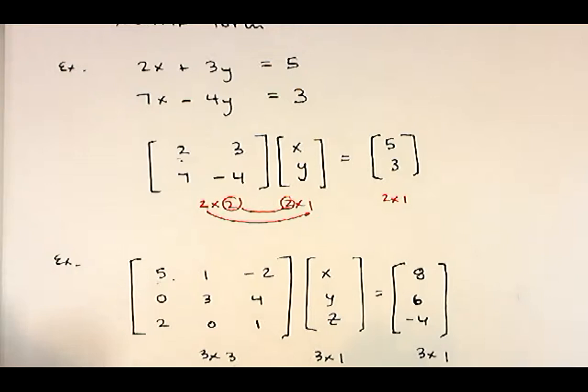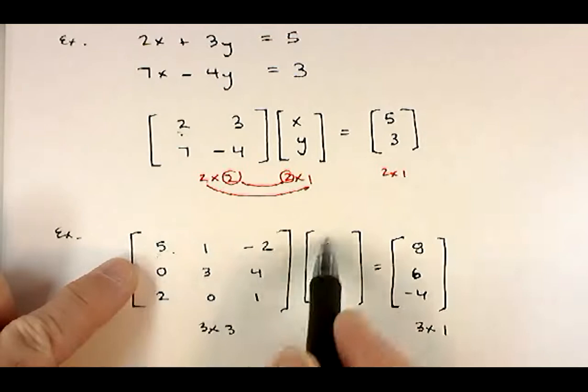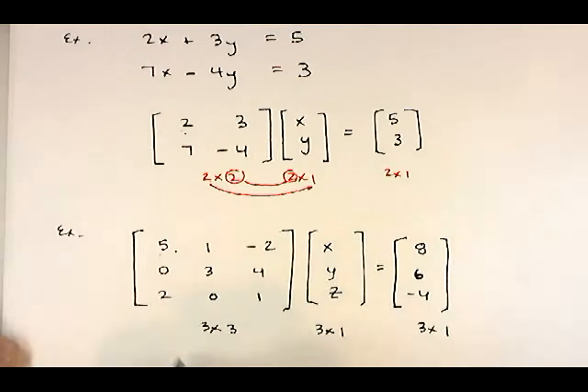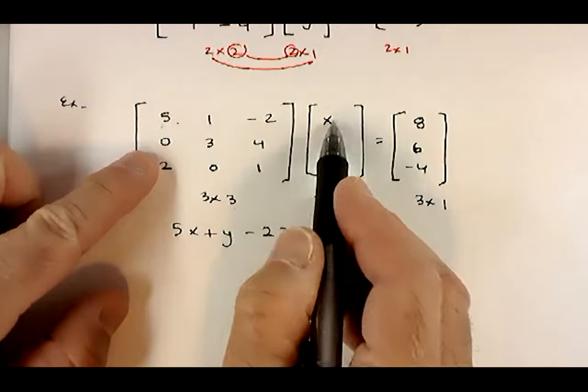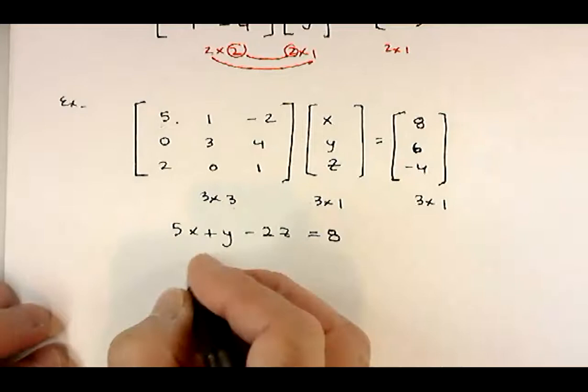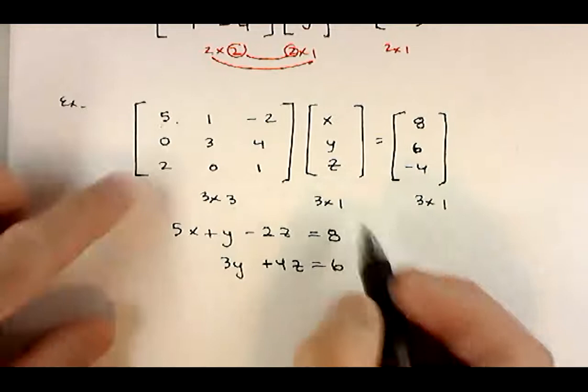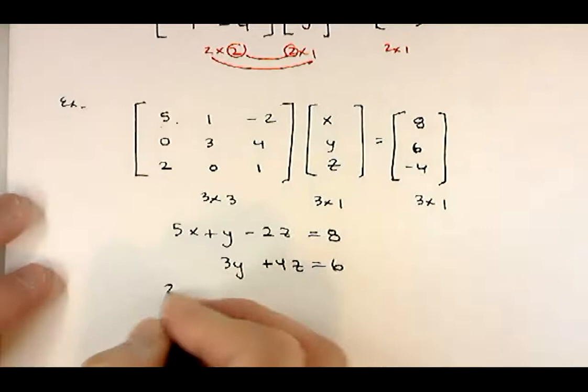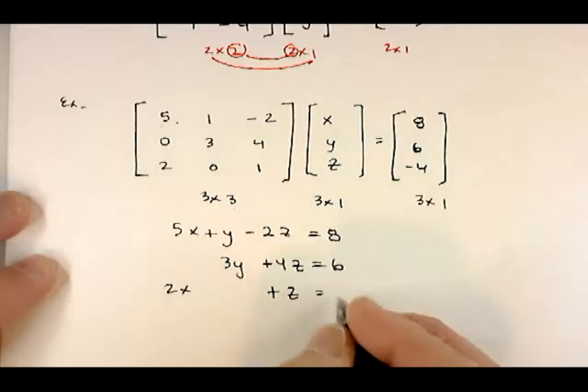How I would get these numbers is I would multiply the row times the column. So 5x plus 1y minus 2z would have to equal 8. That's one equation. Second row times the column, 0x plus 3y plus 4z would have to equal 6, so that's really just 3y plus 4z equals 6. And then the bottom equation, 2x plus 0y plus z, really just 2x plus z, would have to equal my bottom number, which is negative 4.